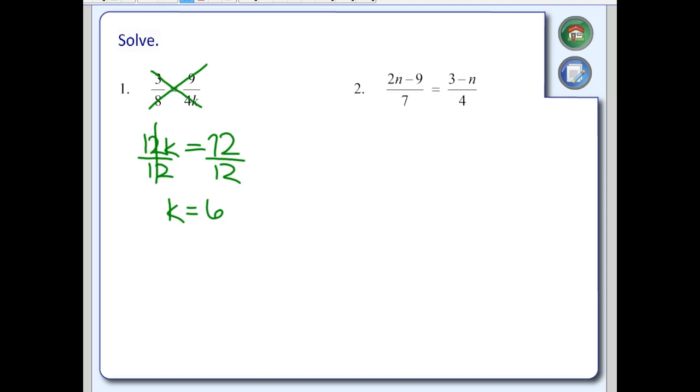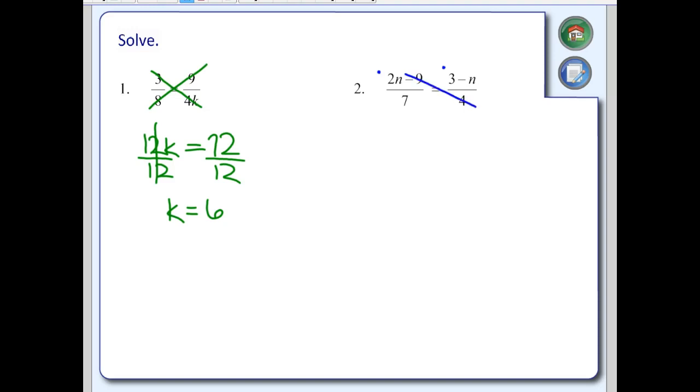Okay, good job. Now, let's look at our second type of proportion. Let's look at number 2. How does number 2 look a little bit different? Yes, we have binomials in the numerator. Do you think we can still use means equals extremes? Good job. Yes, we can. As long as it's a fraction equals a fraction, we can still utilize that cross multiplying, that multiplication property of equality.